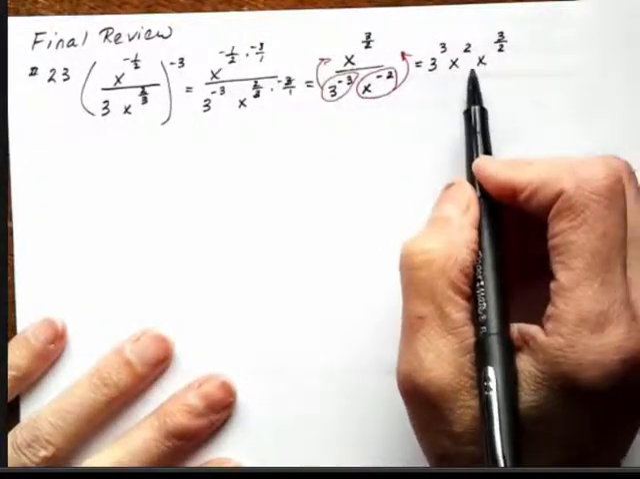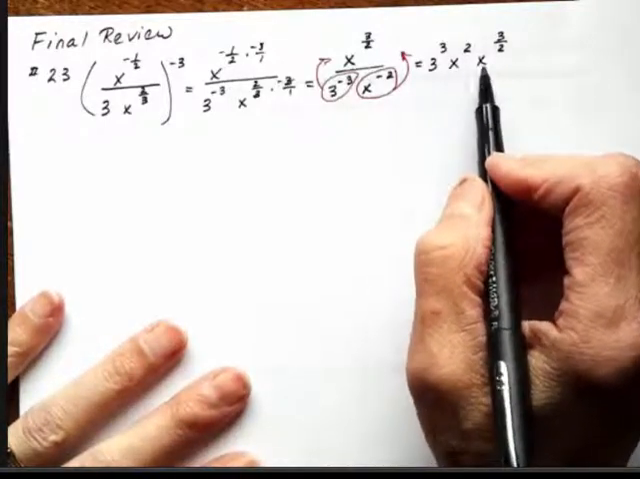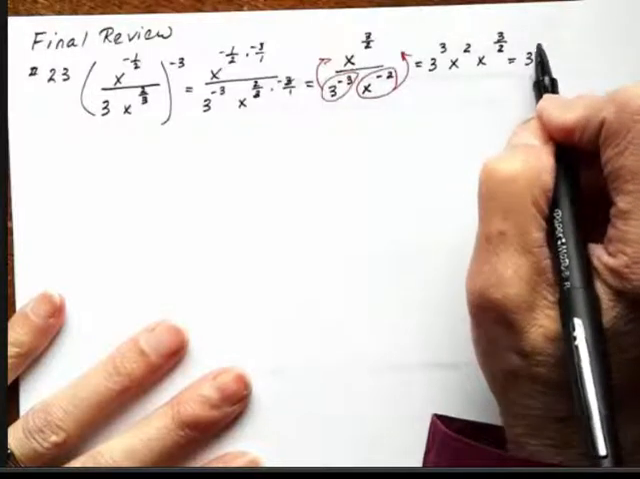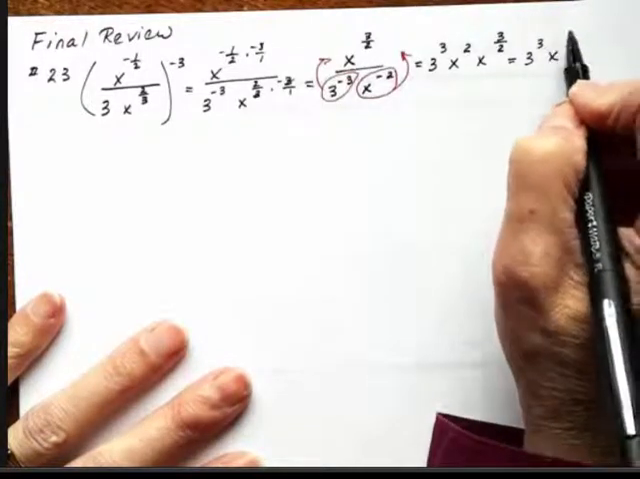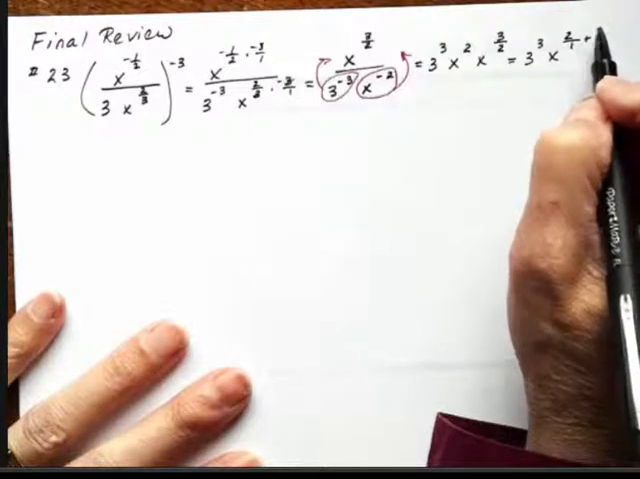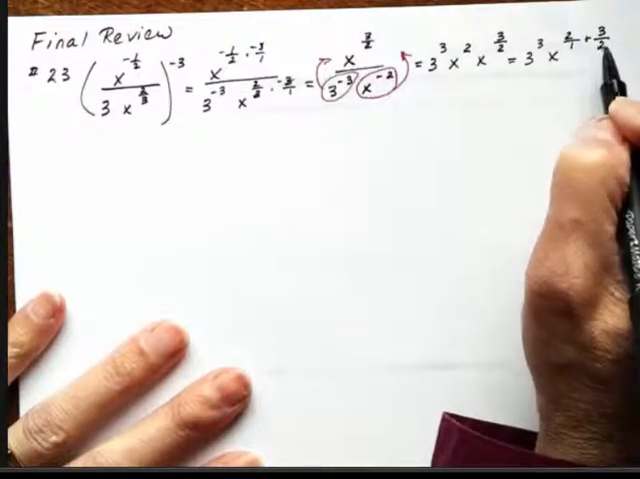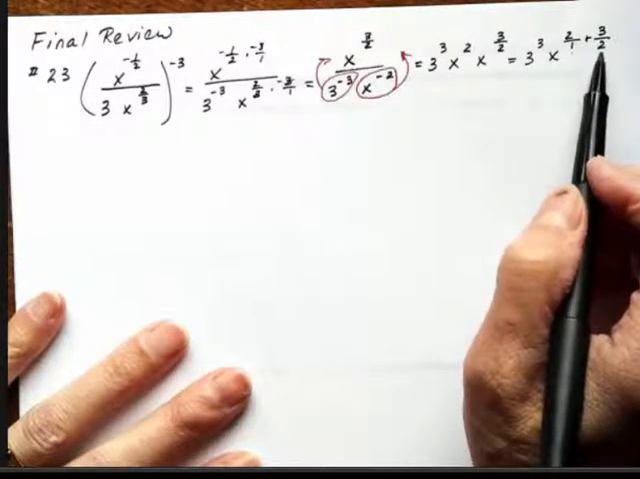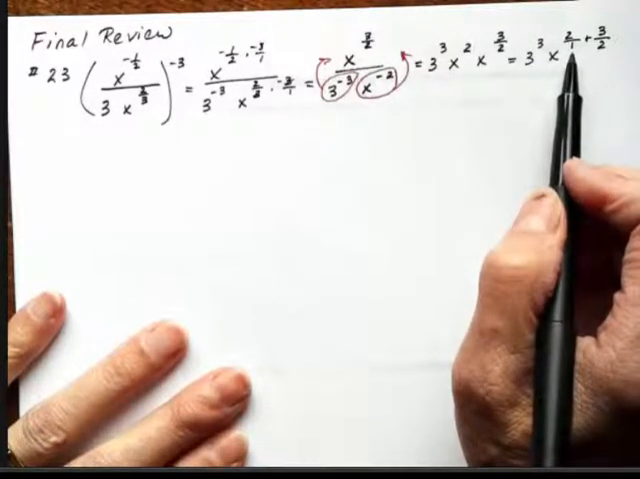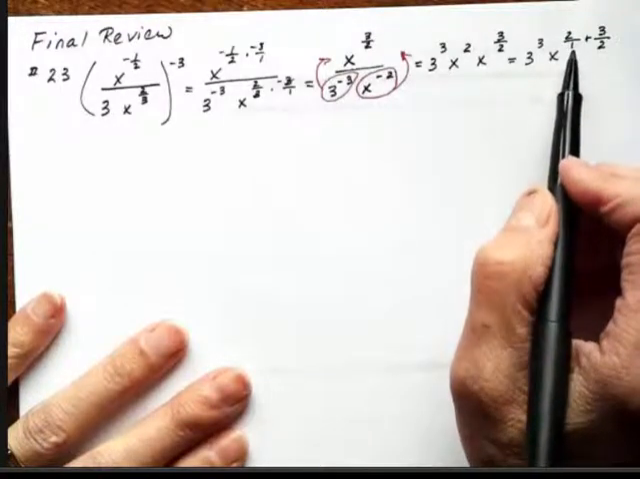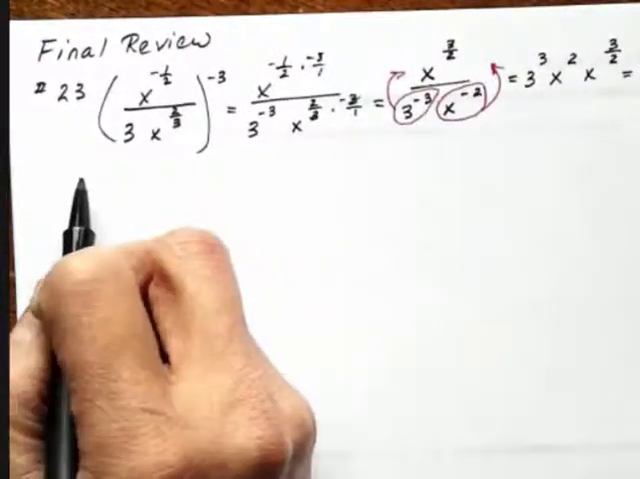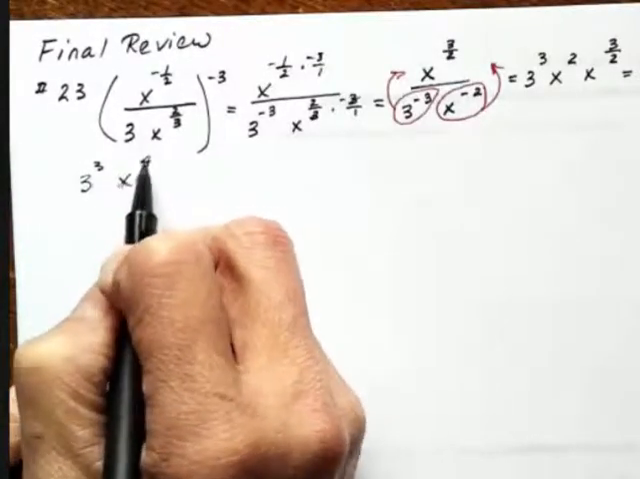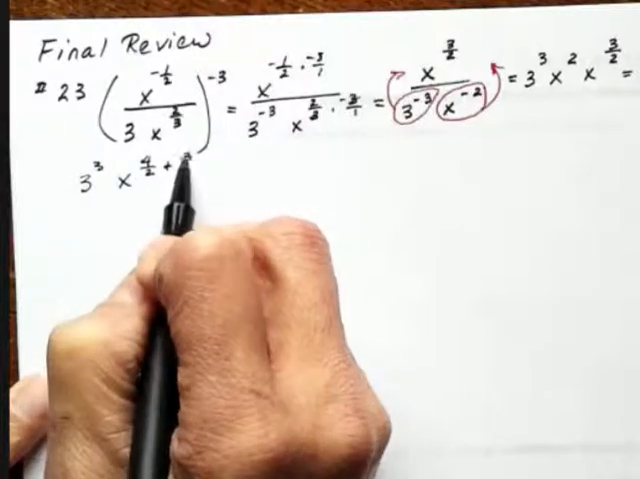Now I'm going to combine my x's, and since I have the same base, I'm going to add my exponents. So I have 3 to the 3rd, x to the 2 over 1 plus 3 over 2. So to be able to add these exponents, I need to find a common denominator. The common denominator is going to be 2. So 2 over 1 becomes 4 over 2. So I end up with 3 to the 3rd, x to the 4 over 2 plus 3 over 2.